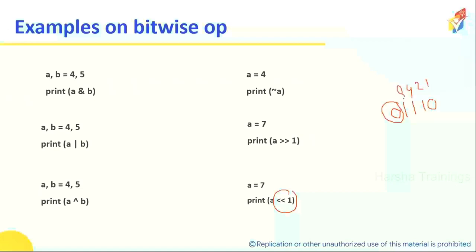So make it as 1, 2, 4, 8. What is the output? 8 plus 4 is 12. 12 plus 2 is 14. The output is 14. Is it okay? Now, is it clear for you, for both of you?